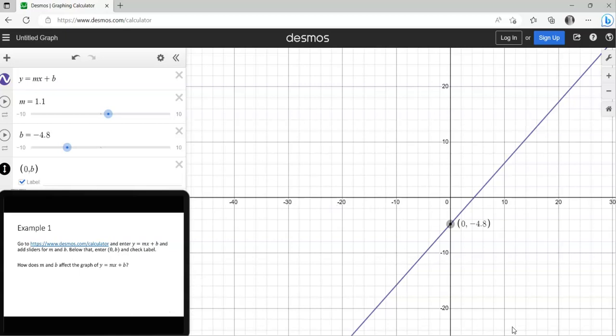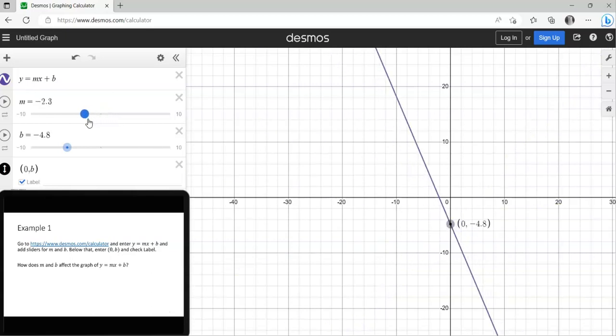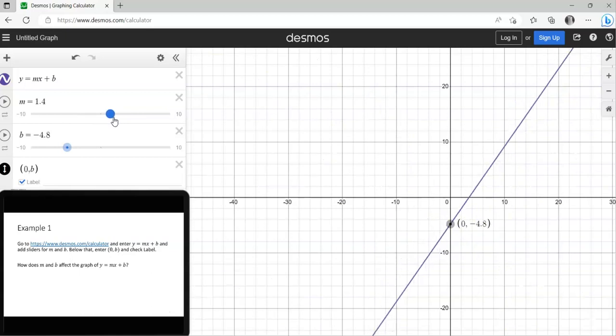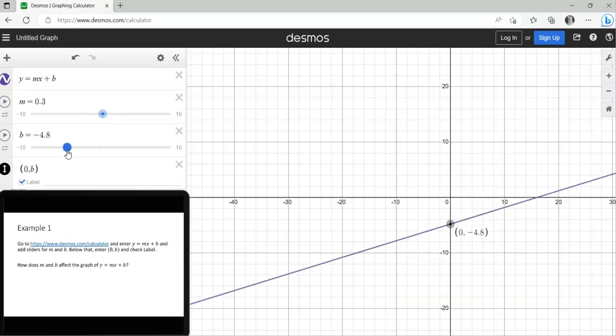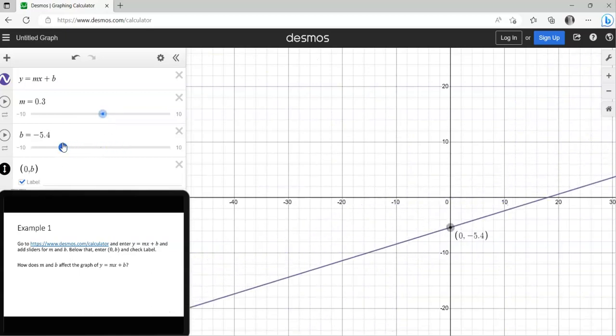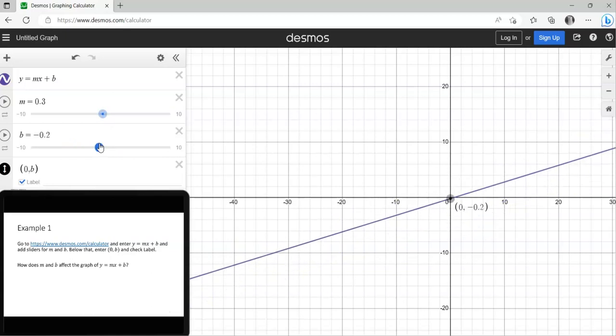So in terms of what effect the graphs have, the m basically changes the slope. As I change m, slide it back and forth, that changes the slope. And the b basically changes the y-intercept, which is what we expect since y equals mx plus b is the slope-intercept form of a line.